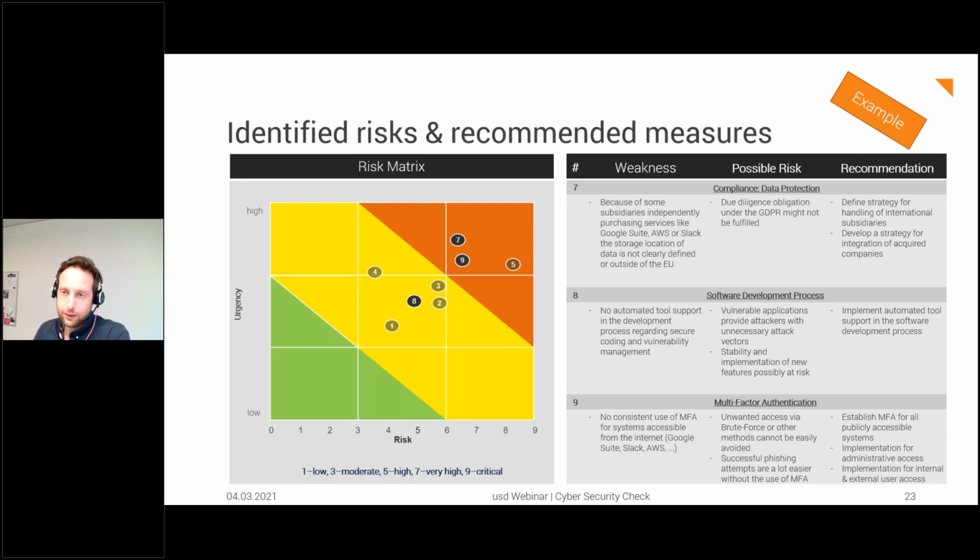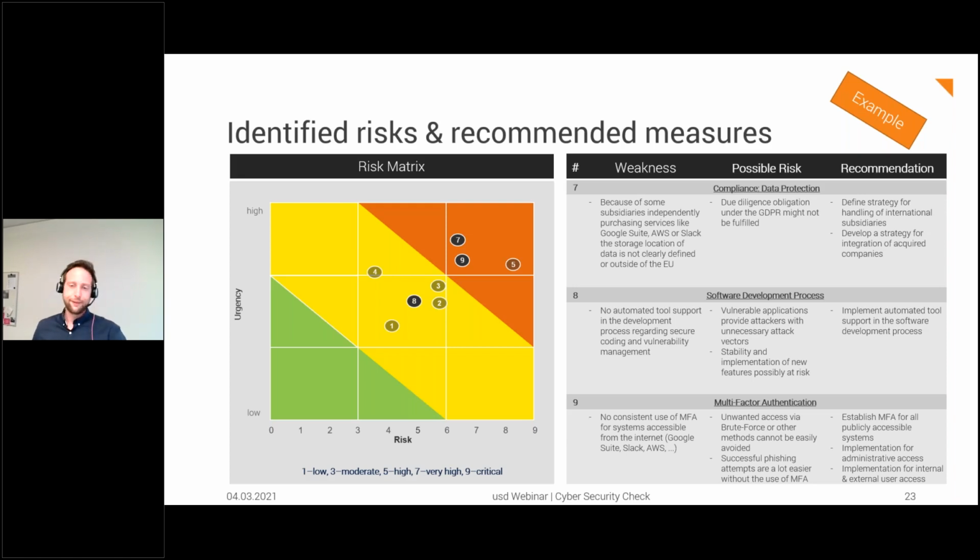So in that case, just an example here, if we take a look at point 7, that would be more of a compliance problem, where maybe people are using G Suite, AWS, or Slack within their own accounts, so there's no corporate account, so they purchased that, and maybe then at the end of the day they are not running stuff within Europe. So that could be a GDPR problem if your company is processing PII data from people from Europe.